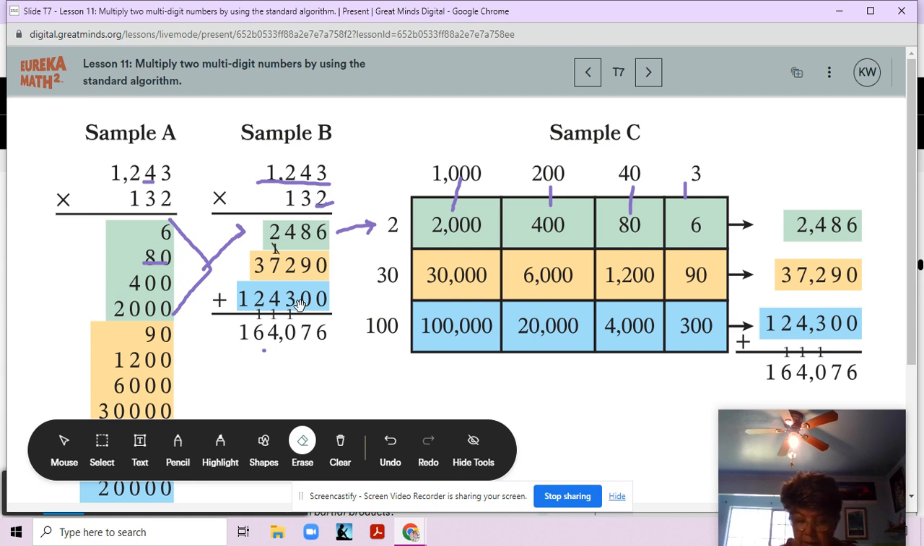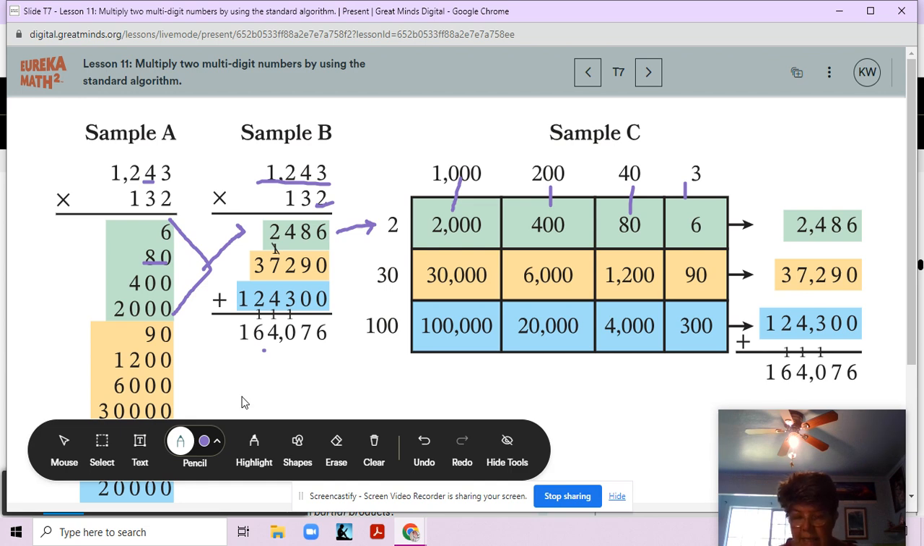Yeah, we're just going to try and look at these. Let's look at sample B. All right, and let's talk about why is there an 8 in the tens place of 2,486? Why is there an 8 here? 2 times 40 is 80, right? So it's the same as the 80 here, but we're just writing it in the place value instead of writing out the 80 like we are here, okay?